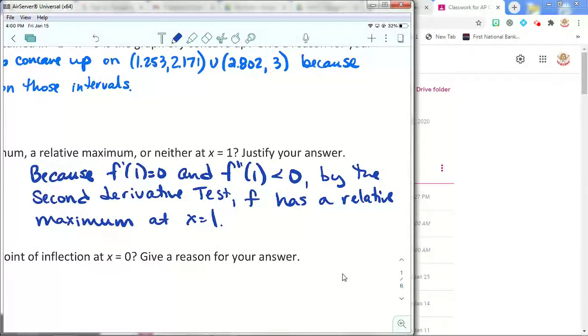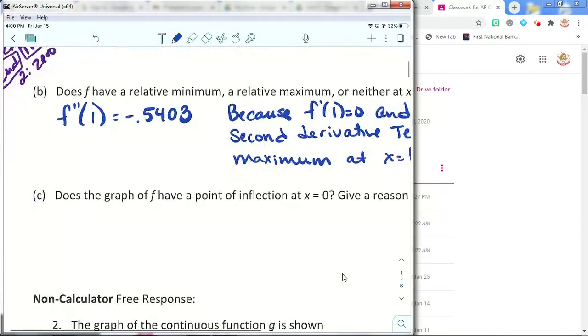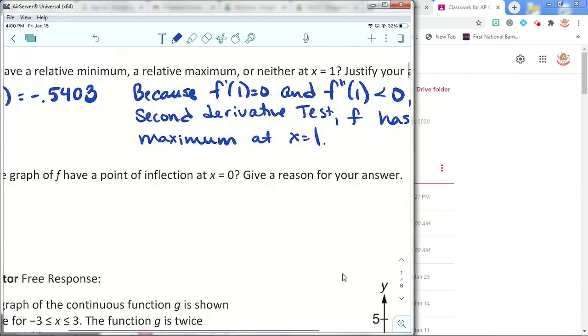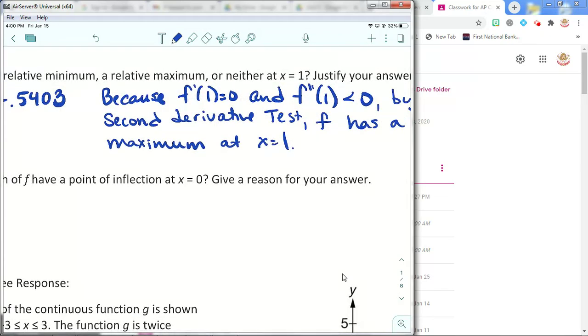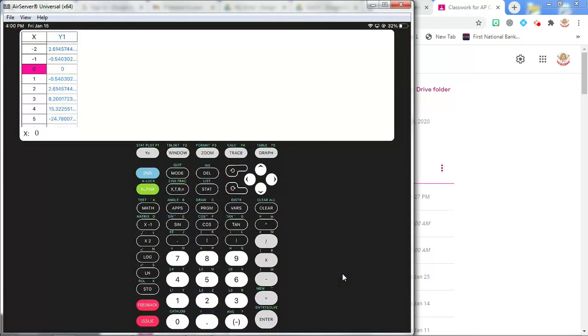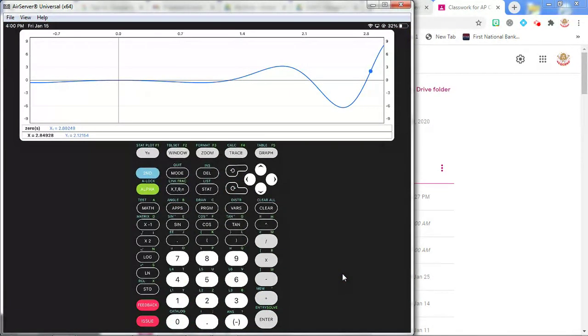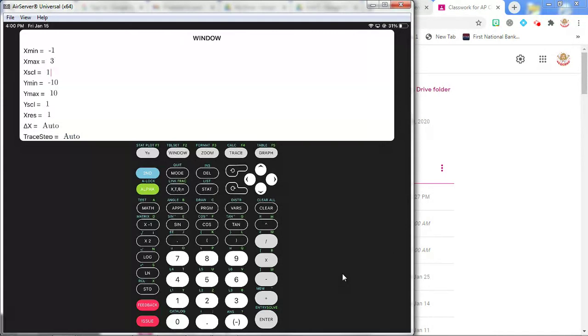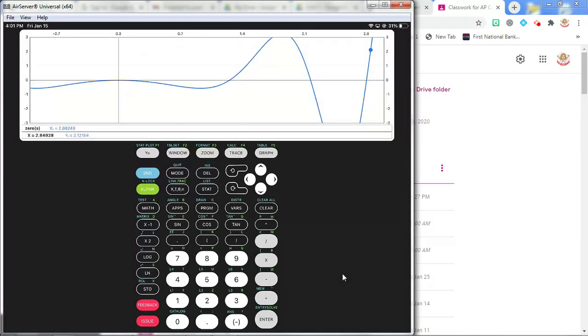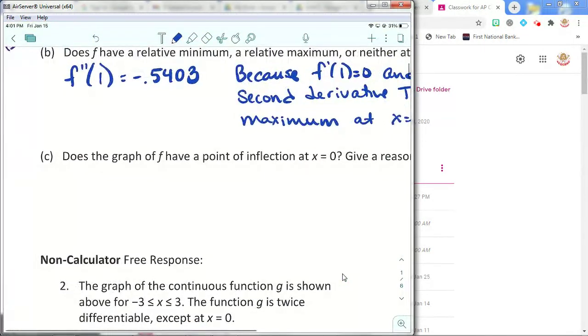Okay, and then the last one on this one: does the graph of f have a point of inflection at 0? Give a reason for your answer. So we're going to go back to the graph again, and I think we already talked about this a little bit. At 0, I'm going to change my y's a little bit. You don't have to. I just want to be able to show you better. That helped a little bit. But at 0, you can tell that the graph just touches at 0 and then goes back down, so the second derivative doesn't change sign. So that would not be a point of inflection.